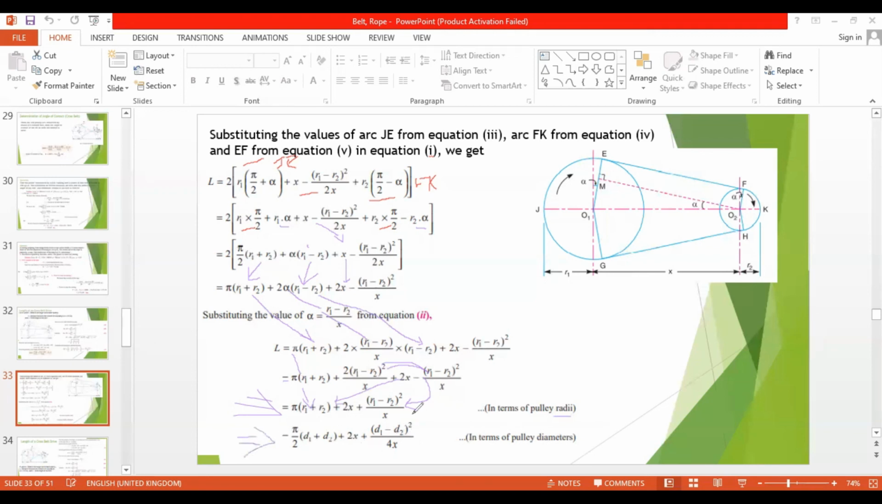So either you can give in this format, that is diameter, or you can give in this format, that is radius. So both will give you the length of the belt, right? Length of the belt.